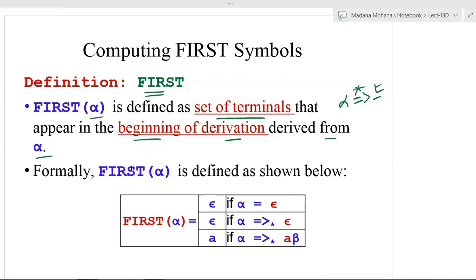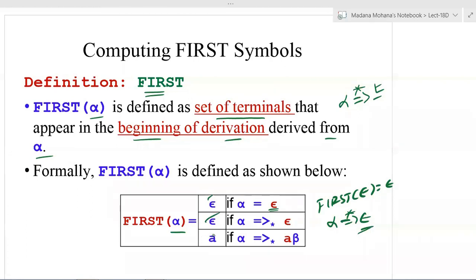Formally, first of alpha is defined as shown below. Here we have various possibilities. If alpha equals null, then first of null is equal to null only. The second case is also epsilon: if in the process of derivation alpha derives null, then at that time also first of alpha equals null only.